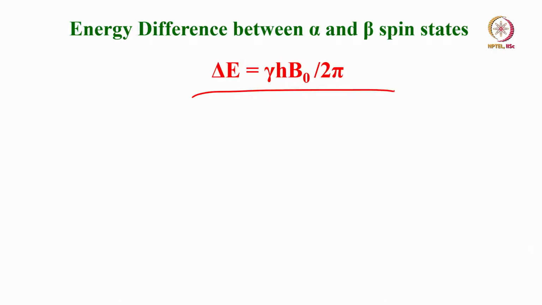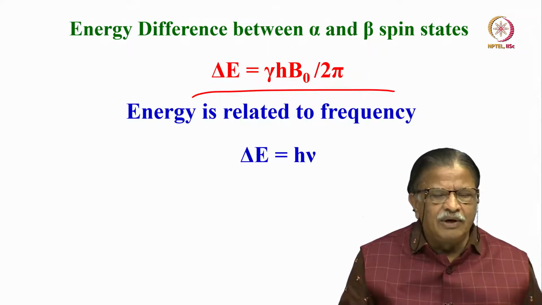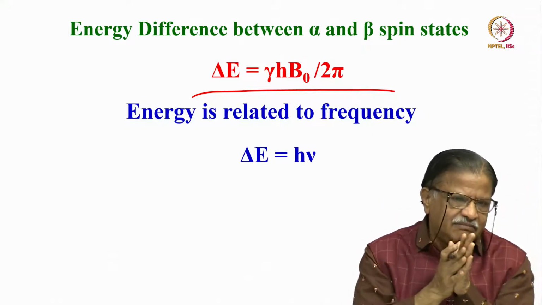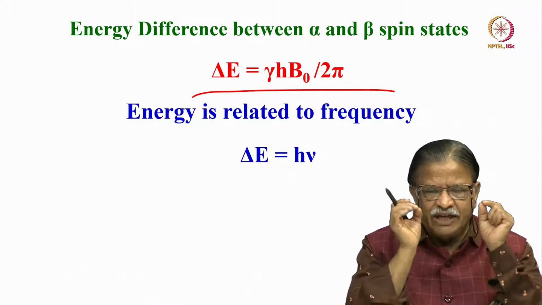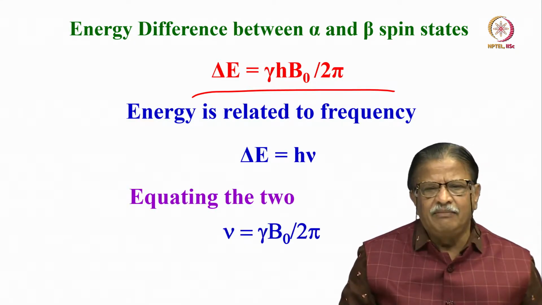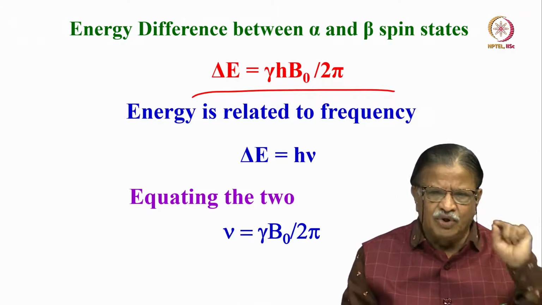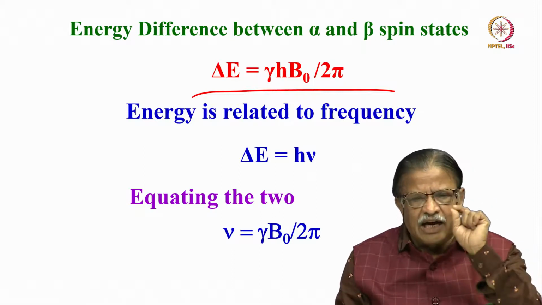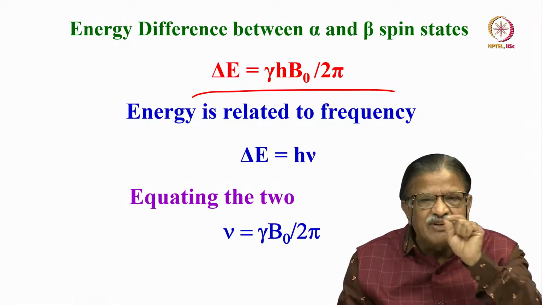Delta E is equal to gamma into h into B naught over 2 pi. Now, you all know from atomic physics that energy is related to frequency. Delta E equal to h into nu. Now, equate these two, do some mathematical rearrangement, and you can show that nu is equal to gamma into B naught over 2 pi. It is the famous equation of NMR.